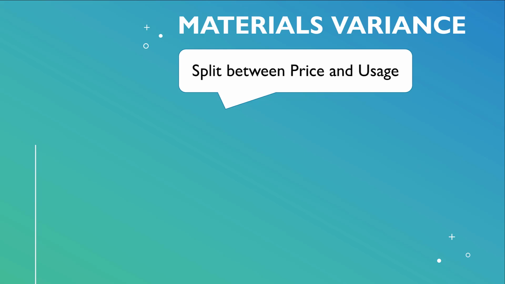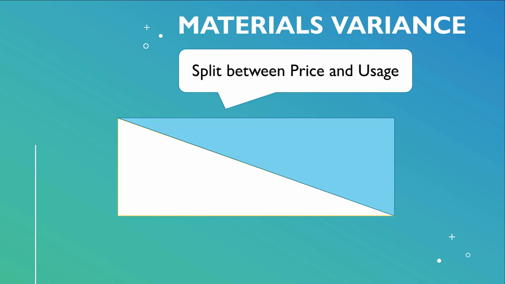Okay, so now I'm going to introduce to you my diagram method. So first of all, we're going to start with the materials price variance. We've got to split that between the price and the usage. So what we do is a rectangle, and then we split it in 2 by creating 2 triangles.